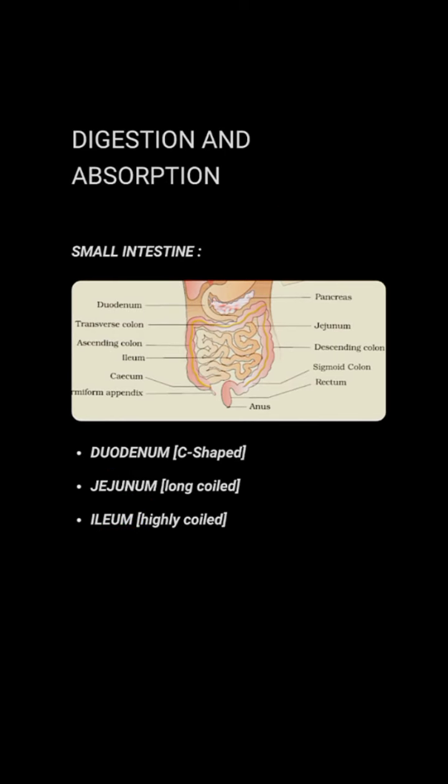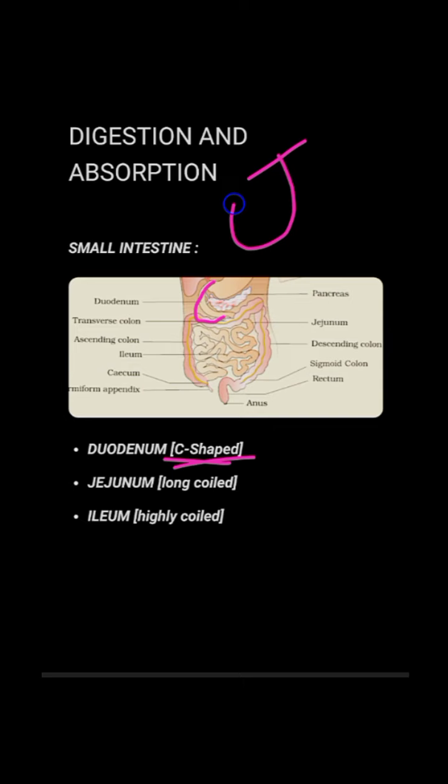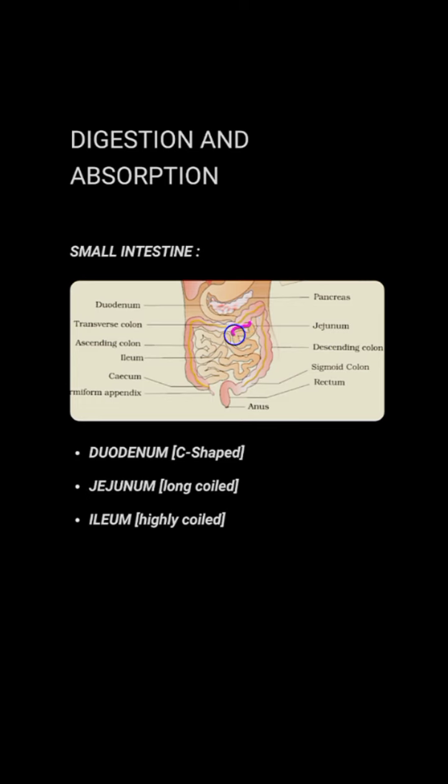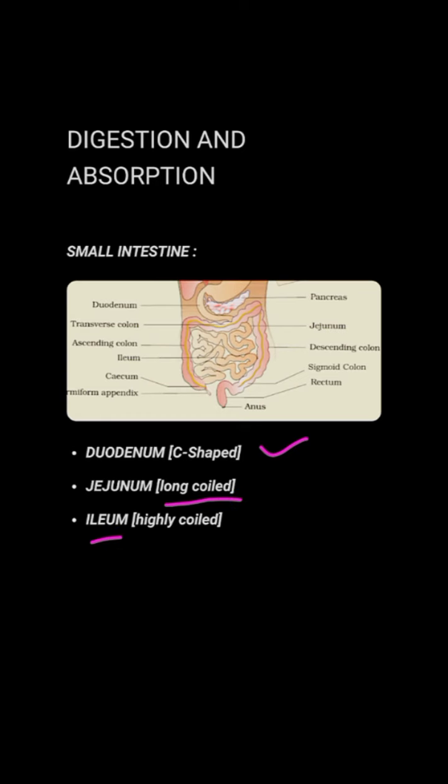So first is the duodenum. See, in our abdomen there is the stomach. After the stomach you can see a C-shaped tube. Yeah, that is the duodenum. Actually, our stomach is a J-shaped tube, and after that is a tube. It's the same tube, but after the duodenum, the starting part is the jejunum, and the ending part of the small intestine you can see here is the ileum. So the C-shaped tube is the duodenum, then the jejunum, and the final part is the ileum. The jejunum is a long coiled tube, and I mentioned here that the ileum is a highly coiled tube.